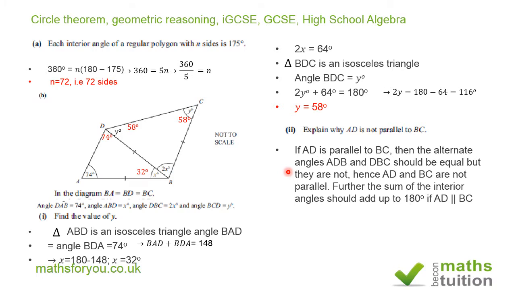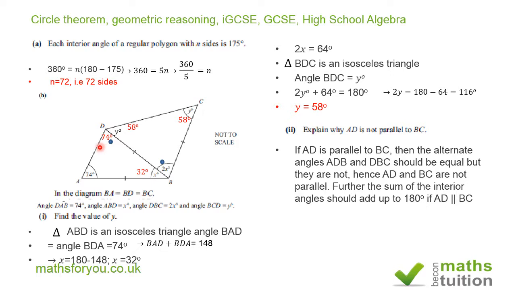And then it says, explain why AD is not parallel to BC. Now, firstly, I'm going to use the concept of alternate angles. If AD, this one here, is parallel to BC, then this angle here should be equal to this angle here because they are alternate angles. But they're not equal because we know 2x, or this angle here, is 64, and this angle is 74 degrees. So they're not equal. Therefore, AD is not parallel to BC.